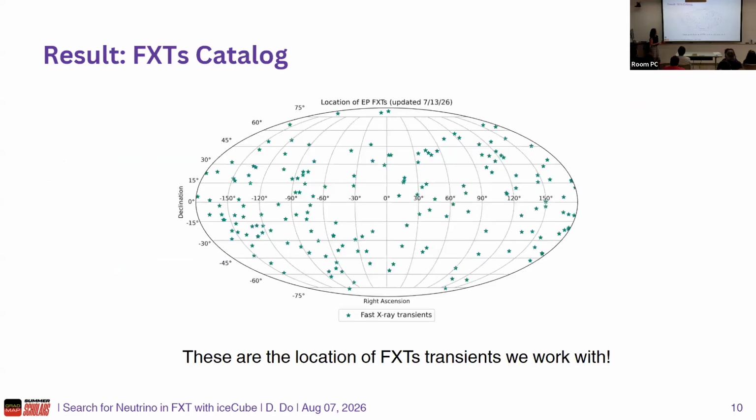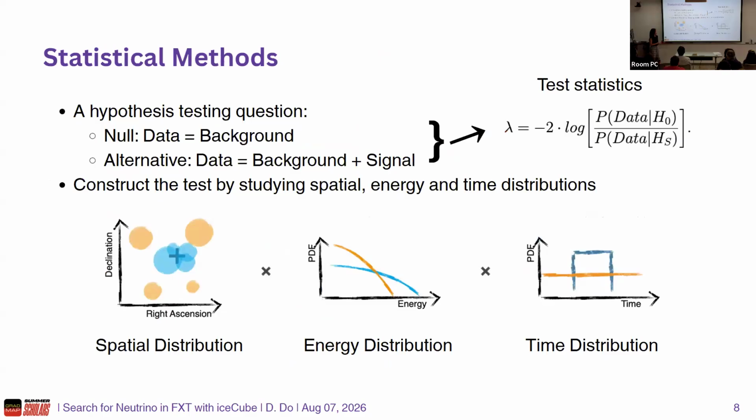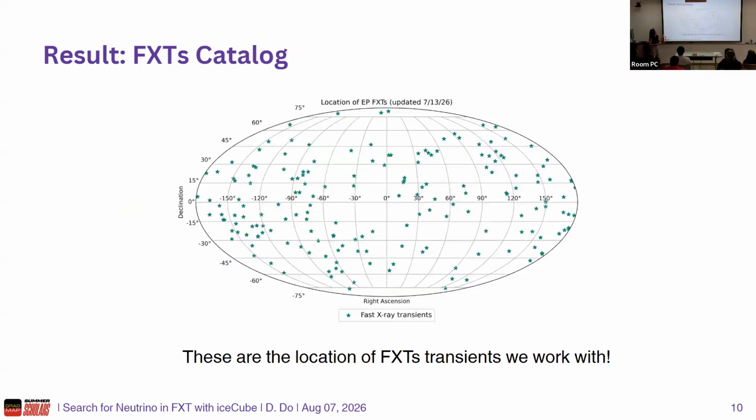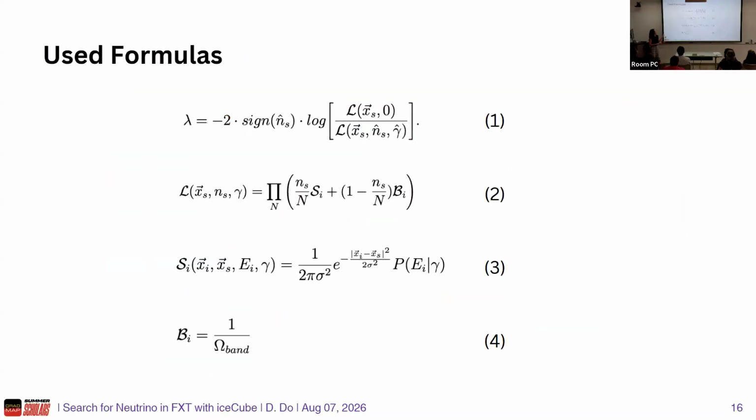Good question. We separate them based on our understanding of the spatial, energy and time distribution. Mathematically speaking, we separate them based on something called the likelihood function, which I can show. The second equation is the probability density of an event being signal versus being background. For the probability of it being signal, we take into account the spatial, the time, and the energy of the event happening.